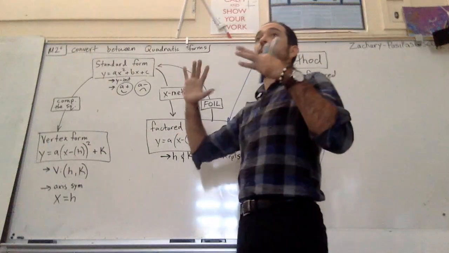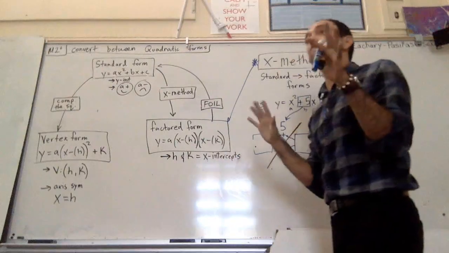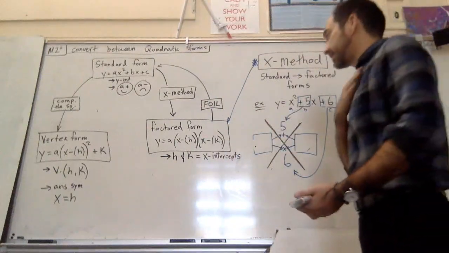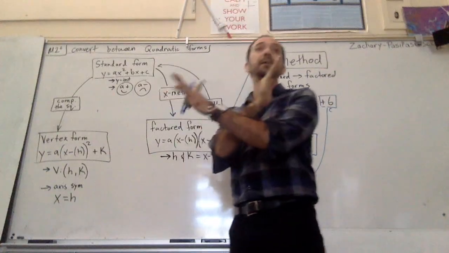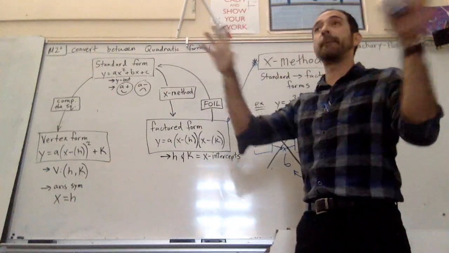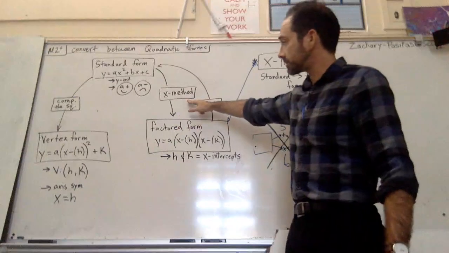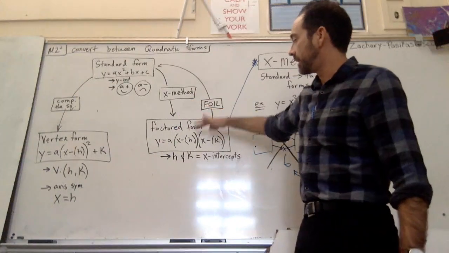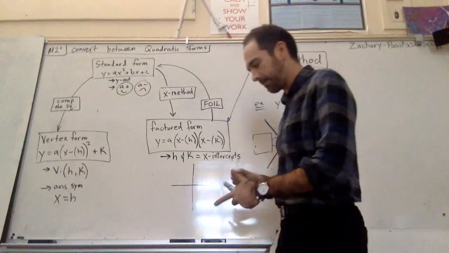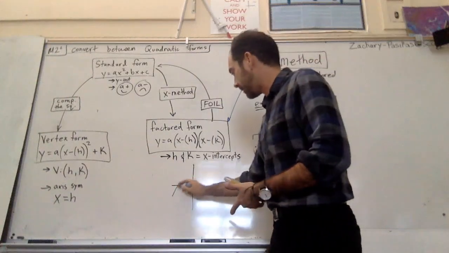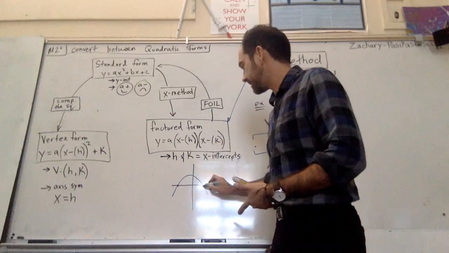Has anybody heard of the X method? Yeah, a little bit. That's about as much as the other Math 2 Plus class. So I know it's new for a lot of folks. It's kind of like a pattern. You try to find numbers that match in a certain way. When we get to factored form, then we could find the x-intercepts. And when I say x-intercepts, I'm talking about where it crosses the x-axis.